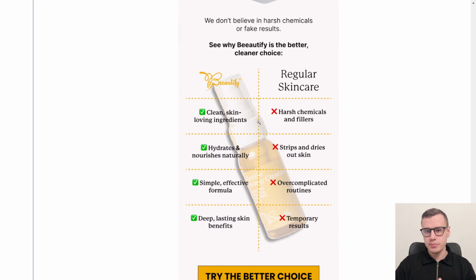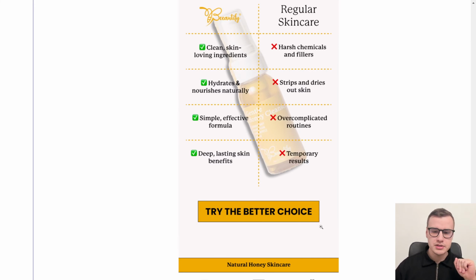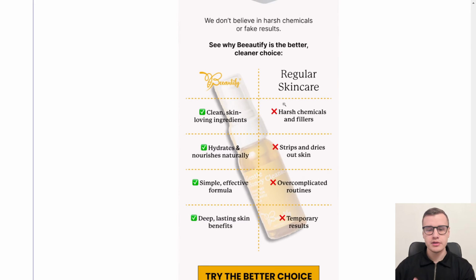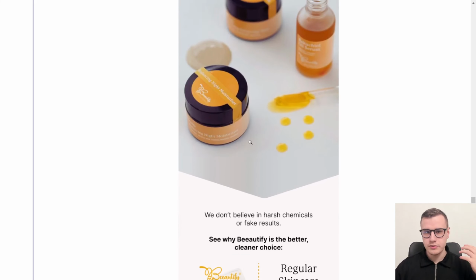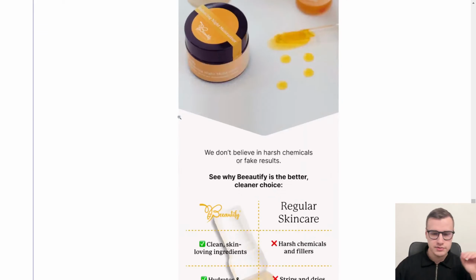And then we have the comparison table with the product image behind. So yeah, you see clean ingredients on our side, bad stuff on their side. You get the point, right? And then we have another CTA, try the better choice. So we compared our brand to the other brand, and we show how our brand is different and better. So the goal of the campaign is achieved.